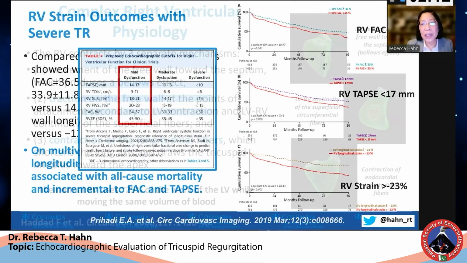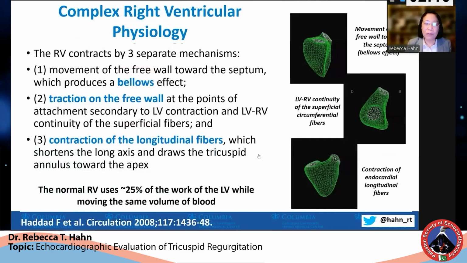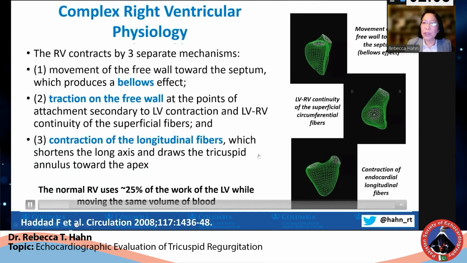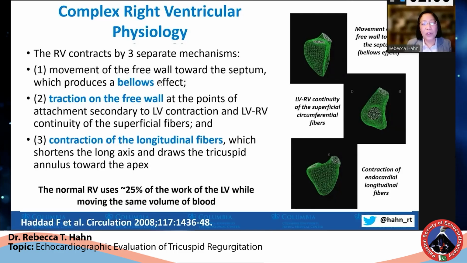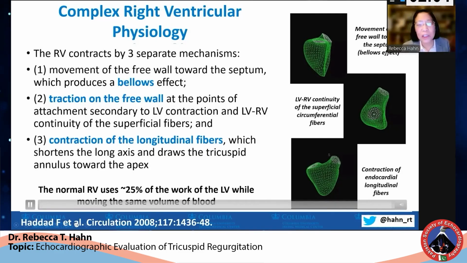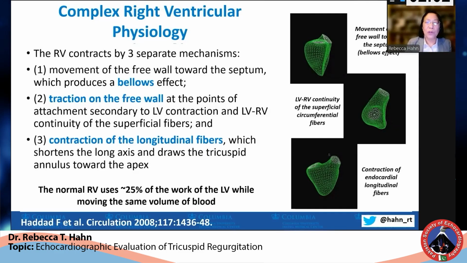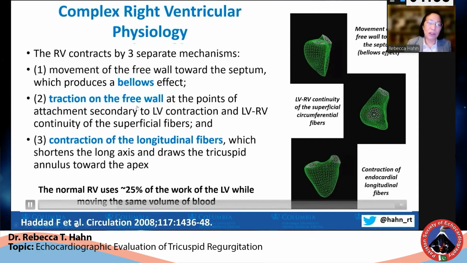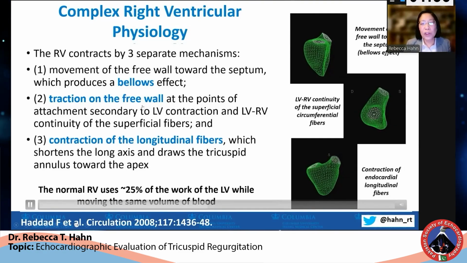But really the RV pathophysiology is very, very complex. And so we know that there are three different separate mechanisms, the bellows effect, where you have the free wall moving toward the septum, and that's more circumferential function, as well as the traction on the free wall.